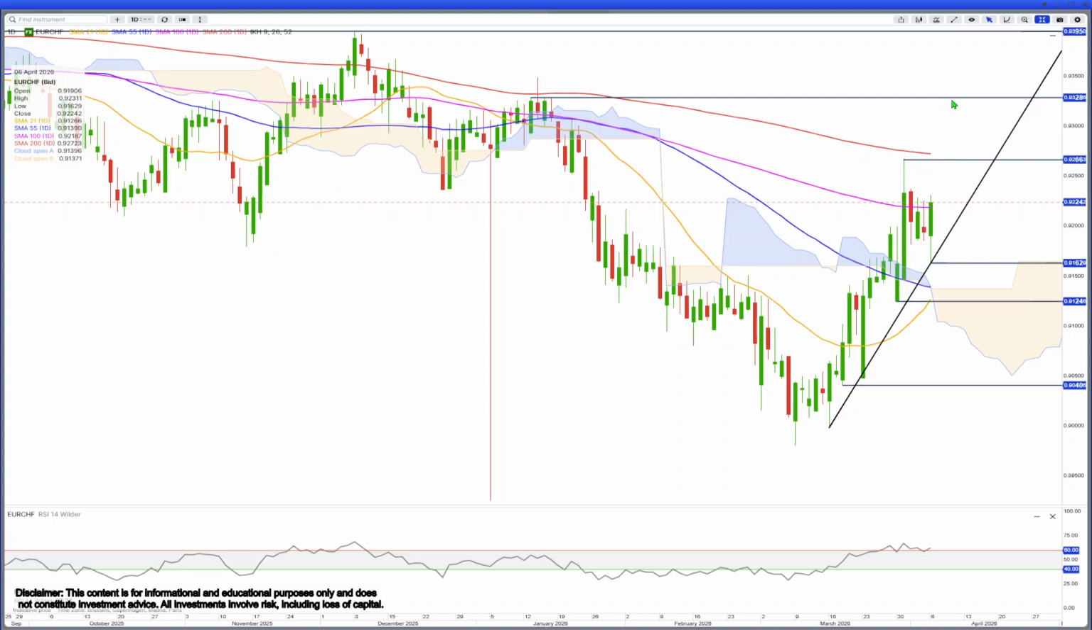On the other hand, there could be potential up to 93.25, where we have some stronger resistance with these peaks here in this cluster.